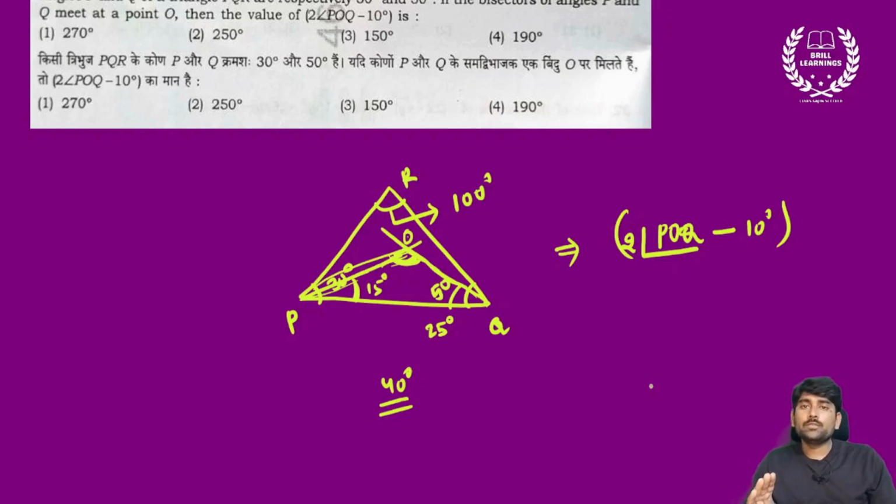The total angle in any triangle should be 180. That means we already have 40 degrees, so this third angle is 140.